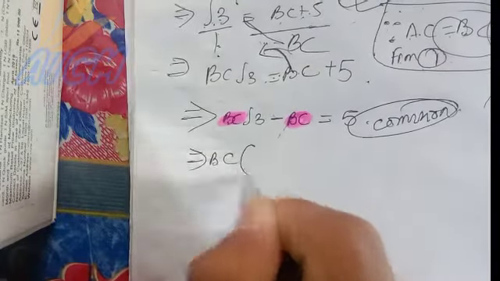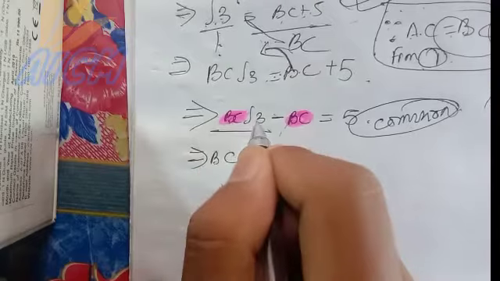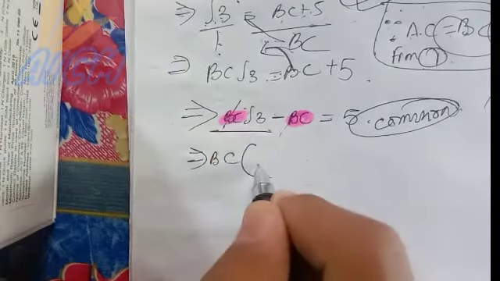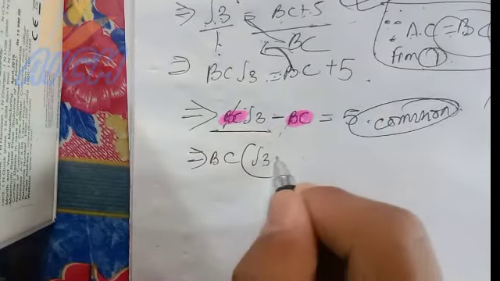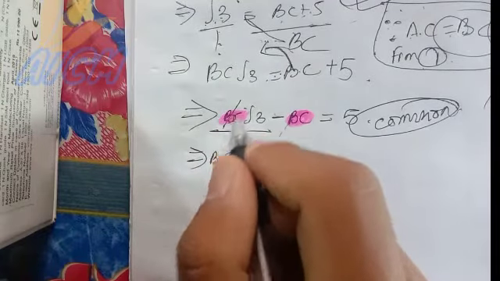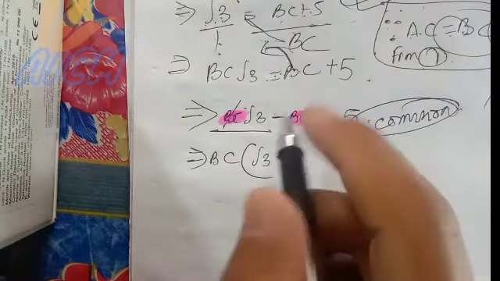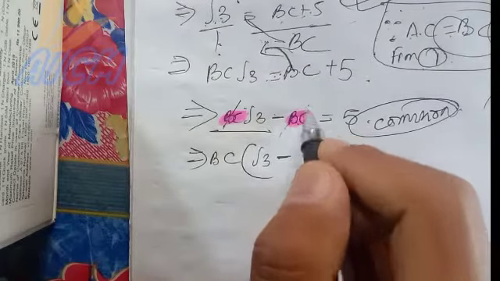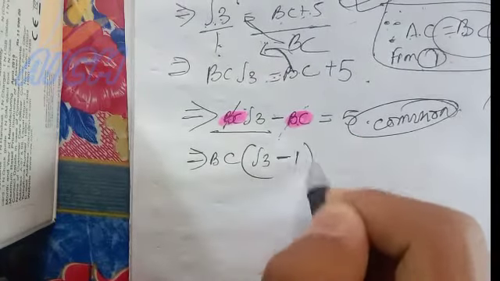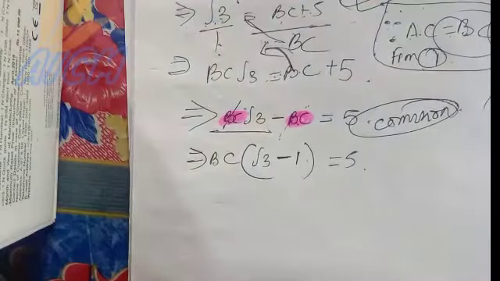We'll take BC here. So from BC root 3, if we take away BC, then we have only root 3, and minus, don't cut this in the real answer, I'm just cutting it for your understanding. So from this BC, if we take away BC, then we will have only 1 now. That includes 5, right? This is the answer that we got till now.